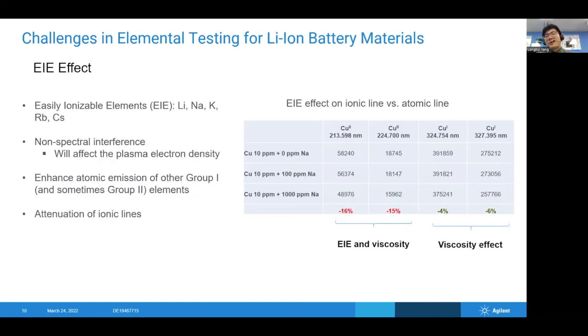So just a little bit of background on the EIE effect. To put it simply, a lot of EIEs in the plasma will lose their electrons, which changes the electron density in the plasma and in turn promotes the atomic emission. And the biggest impact would be on the group one elements or some of the group two elements. It also suppresses ionic emission for some elements and creates a negative bias. So if the calibration standards are not properly matrix matched with the sample, the results will be less accurate.